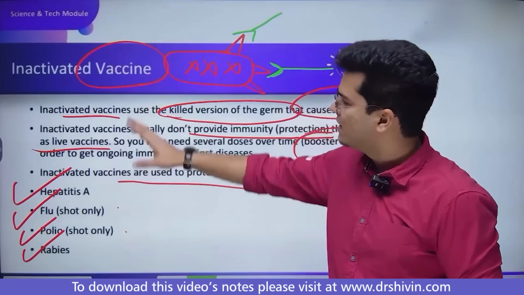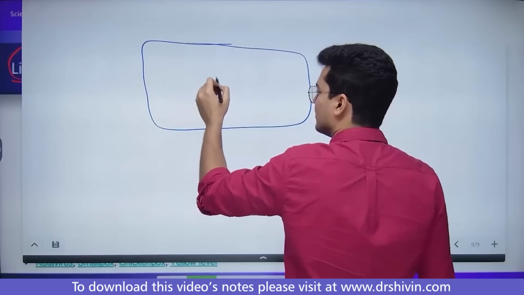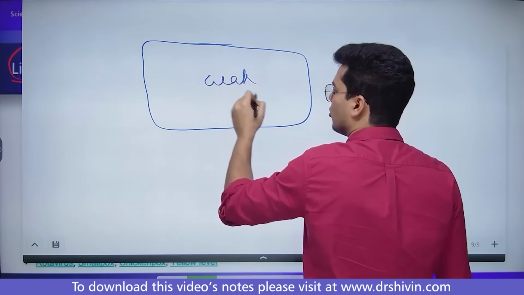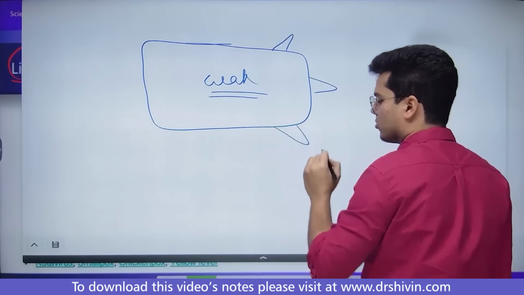Live attenuated vaccine. Attenuation means weak. So what do we need to do? We need to do a word breakdown. In this case, you are being given a microbe. In the case of live attenuated vaccines, you are being given a microbe that is weak. Its ability to cause a disease is much lesser than what a normal microbe would do.